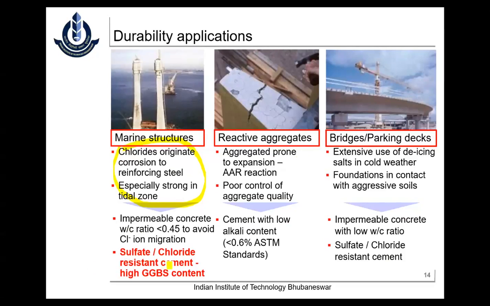The requirements of the standards. Mostly the requirement is the cement contents, the maximum water cement ratio, the minimum cement contents and all. And of course, reactive aggregates is not a big concern in India. Also, bridges and parking decks. Yes, you need to have a low, impermeable water cement ratio. Okay.